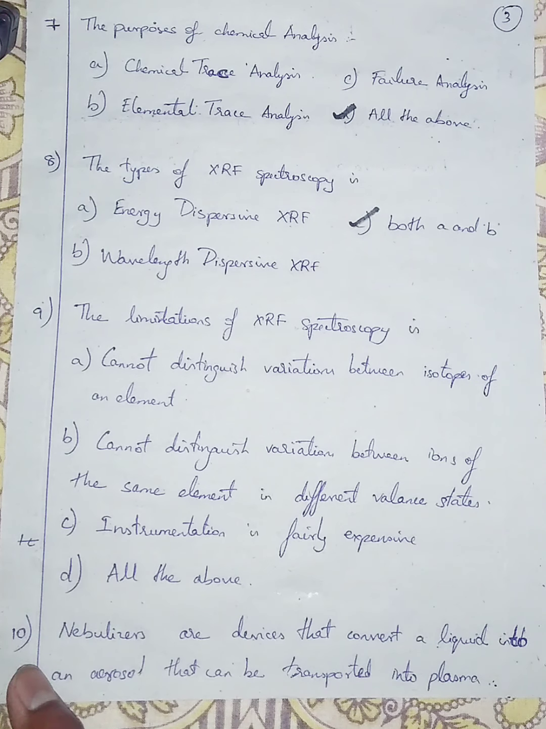These are the limitations of XRF spectroscopy: it cannot differentiate between various isotopes, and it cannot differentiate between the same element in different valence states. Some have one valence electron, some have two valence electrons in the outer shell. That also cannot be distinguished by XRF spectroscopy. The instrument is fairly expensive, high cost. So I'm going with option D, all the above.